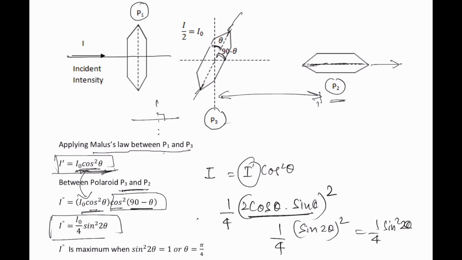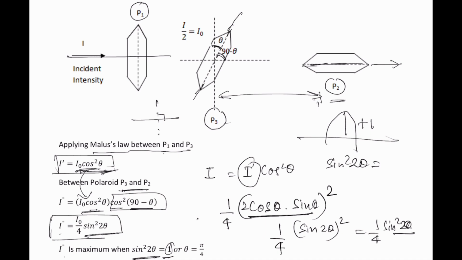The trigonometrical transformation, that's all. So I double dash is I0 by 4 sin square 2 theta. So therefore I double dash is maximum when sin square 2 theta is maximum. So what is the maximum of the sine curve? Plus 1, correct? So sin square 2 theta is 1. So 1 means sin square 2 theta equal to plus 1.